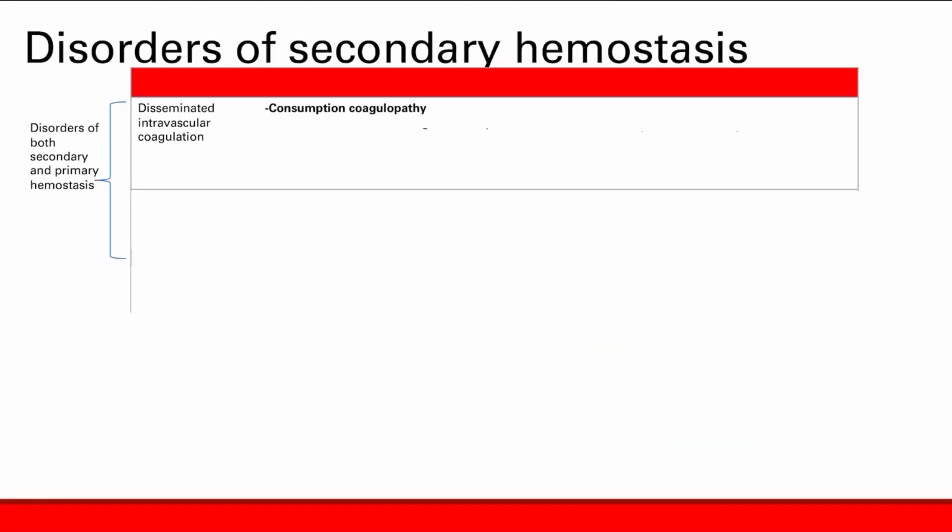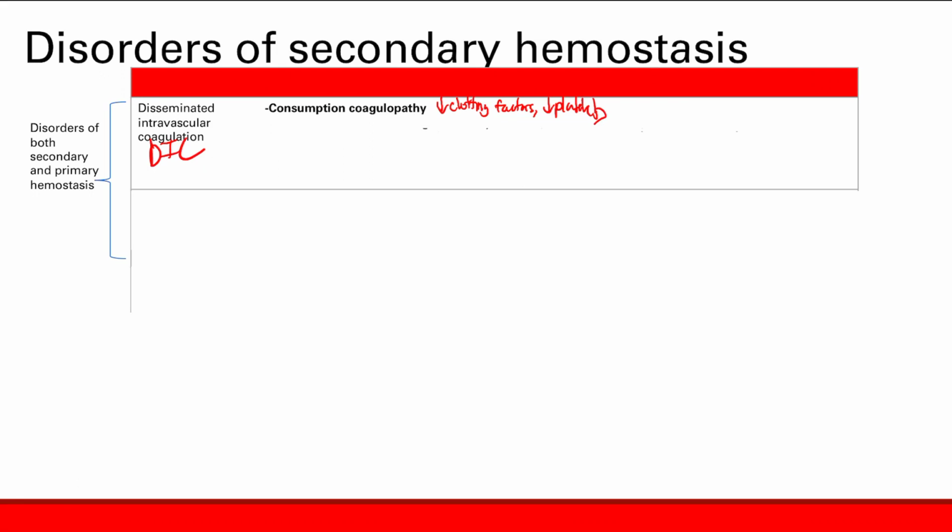Now we're going to go to secondary hemostasis. So first one is disseminated intravascular coagulation, DIC. You hear that a lot, DIC. This is a consumption coagulopathy. So this arises from too much coagulation. There's widespread activation of clotting. So you can get shortage of clotting factors because you're using them all up. So decreased clotting factors. And you're going to also use up too many platelets. So decreased platelets.